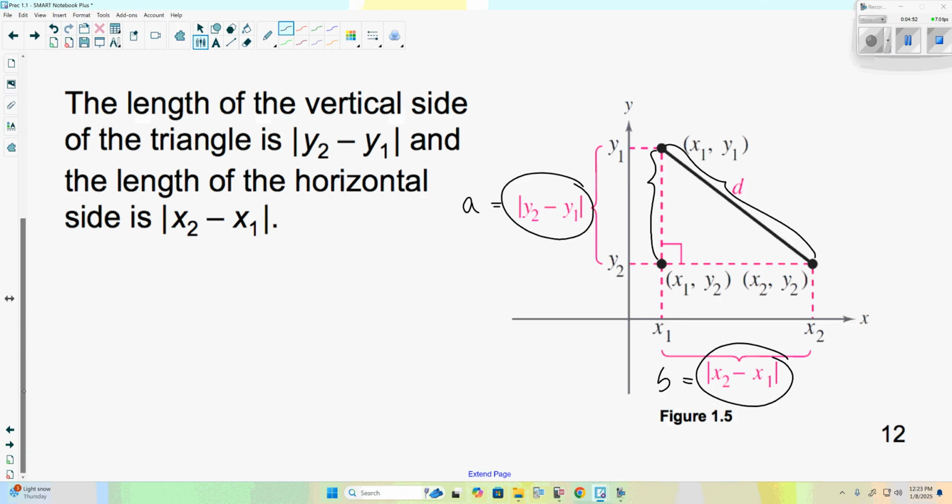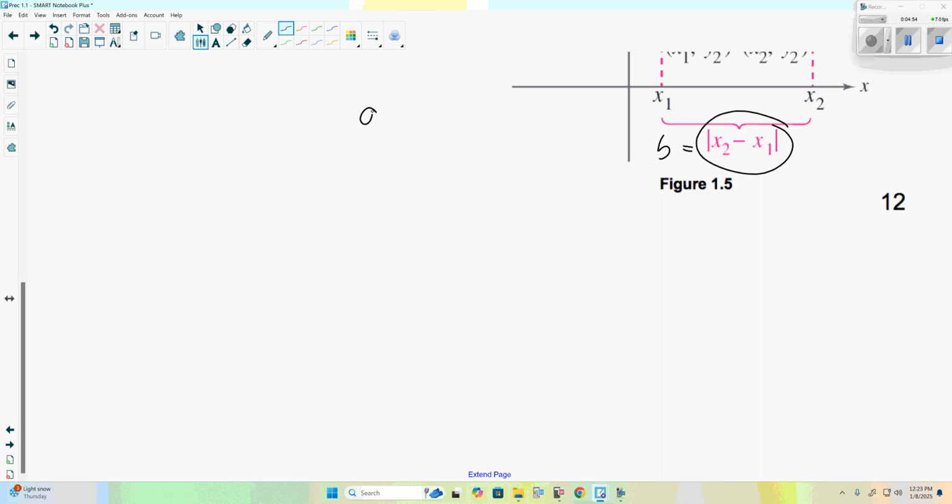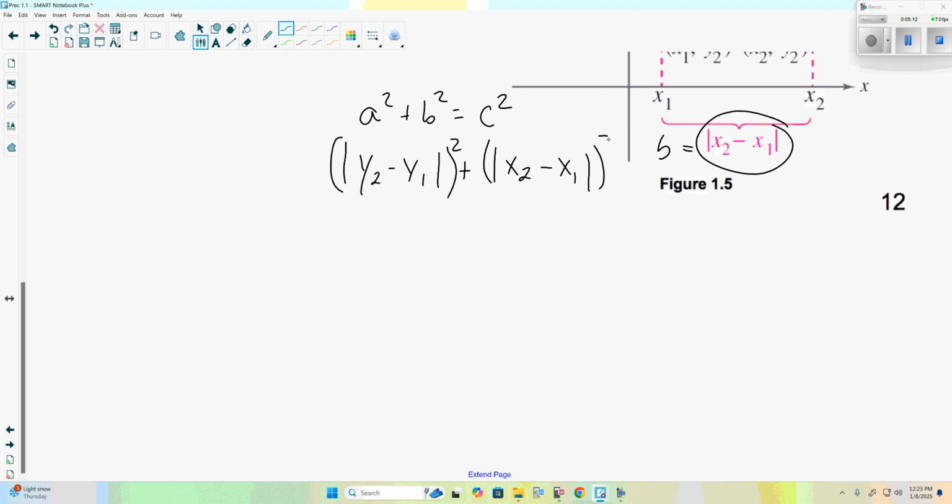actually, I'm going to write this out. We could say that our a squared plus b squared equals c squared. a is our absolute value of y2 minus y1, plus our x2 minus x1. And both of those are being squared.